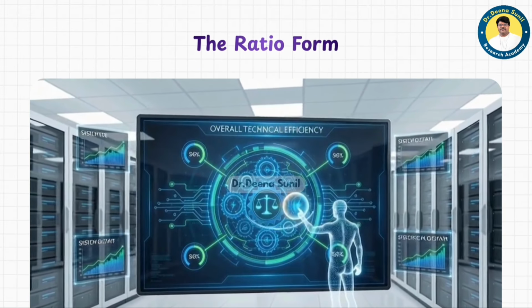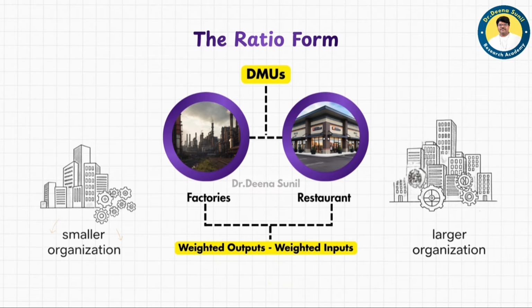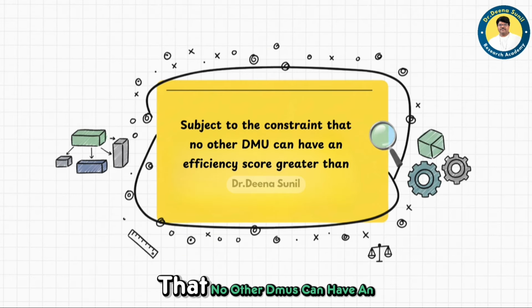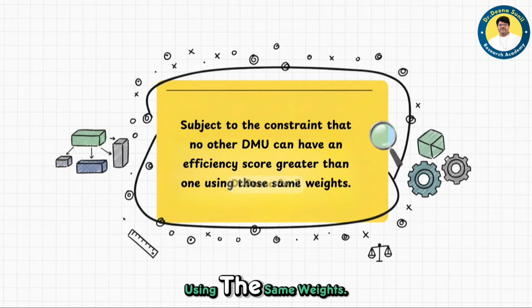The ratio form. The basic idea in the ratio form is to maximize the ratio of weighted output to weighted input for a specific DMU, subject to the constraint that no other DMU can have an efficiency score greater than 1 using the same weights.